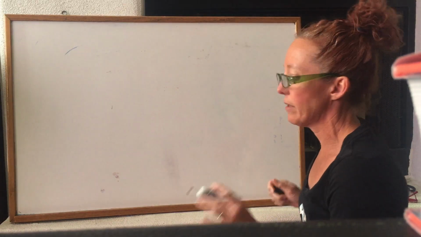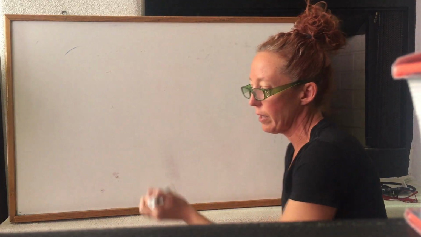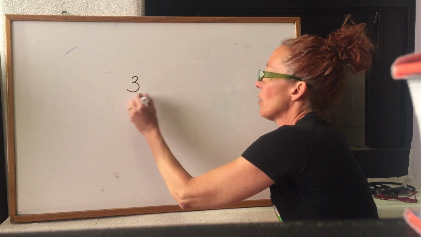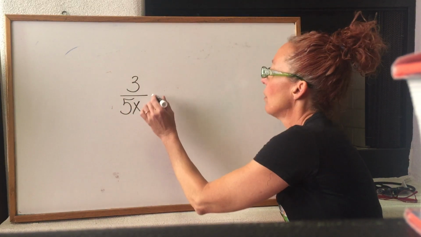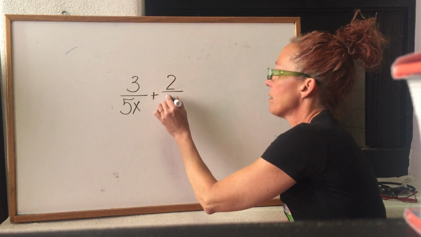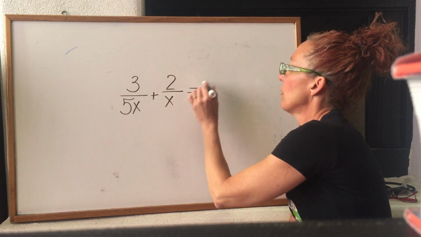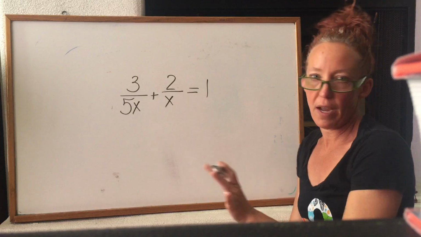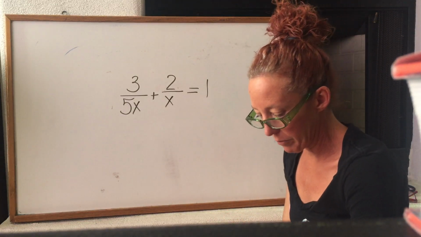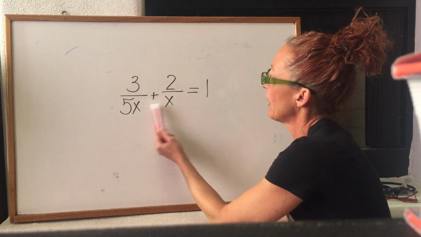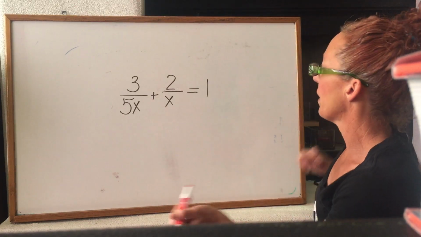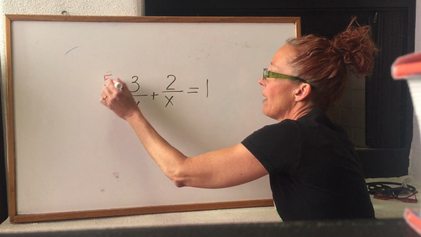Question 16 says solve. Notice there's an equal sign. So our goal for the solve is not the same thing as our goal for the add. When we solve for x, we want to get the fraction gone by step 2. So what's my common denominator here? Well, I need a 5 and I need an x. So I'm going to multiply everybody through by 5x.